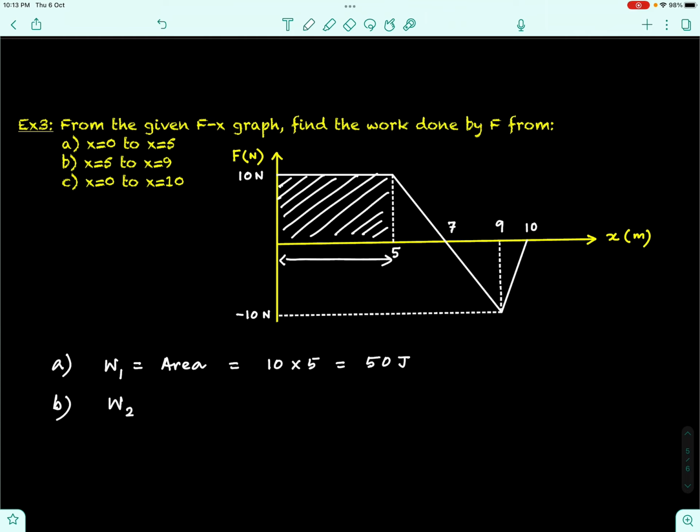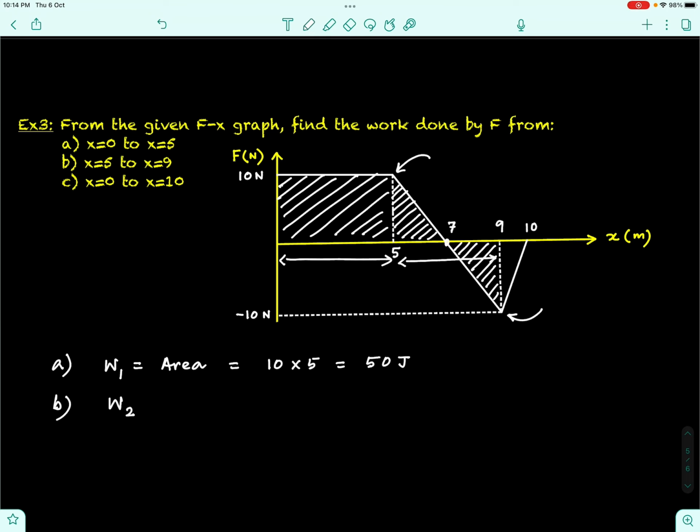For the second part, W2, let us say from x equals 5 to x equals 9, for this interval, see that the force varies from F equals plus 10 to F equals minus 10. In between, at x equals 7, the force becomes 0 also. So, when we again use the same method of finding the area under the graph, we first have to find the area of this triangle here and take it as a positive area, and then find the area of this triangle and take it as a negative area, and then add the two with the minus sign.